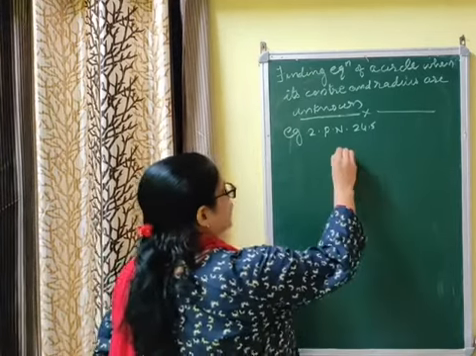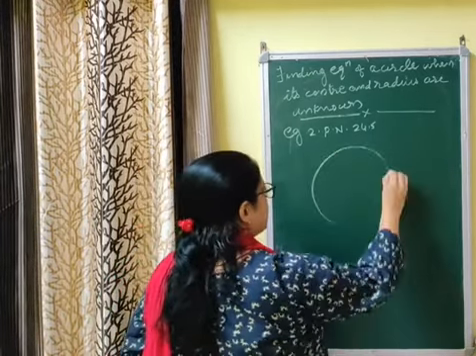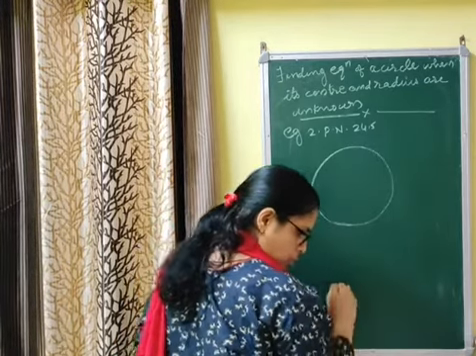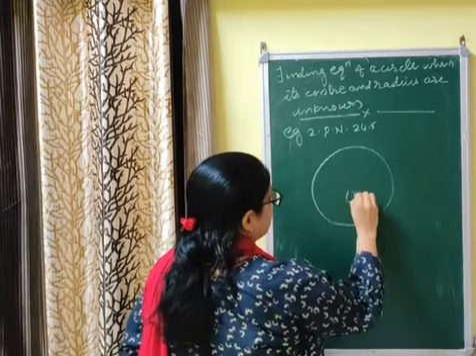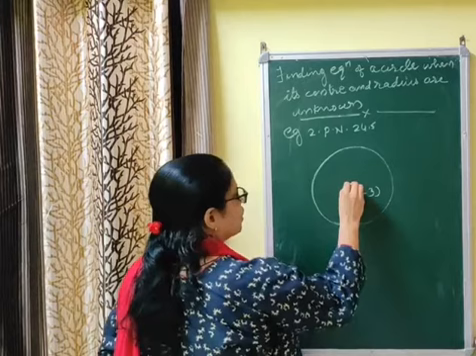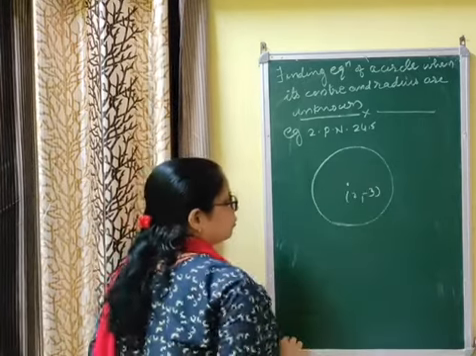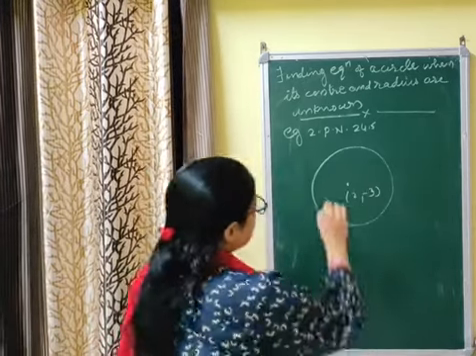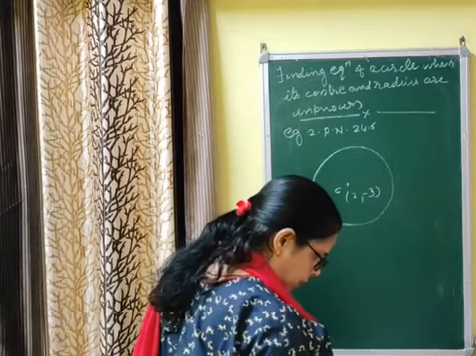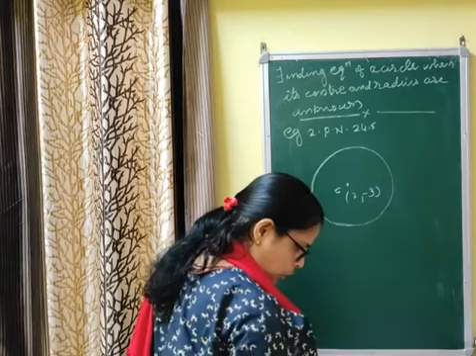Now let me draw the figure. You are asked to find the equation of a circle whose center is 2, minus 3. No need of going to quadrants, we are randomly putting the center. This is C, and one more condition is given: it passes through the point of intersection of two lines.